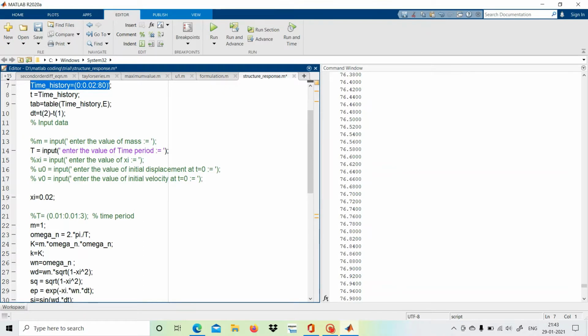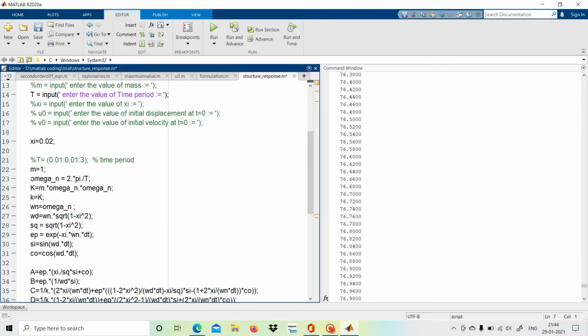Now capital T is the time period here, and small t is the time duration for the earthquake, and capital T is the time period of the structure for which we are applying the ground acceleration. So capital T is the period, that should be kept in mind. So xi is 0.02, means 2% damping we are considering, and mass we are considering as 1, and omega n, the natural frequency, we know is 2 pi by T, where T is the time period. So we are getting the natural frequency of the structure.